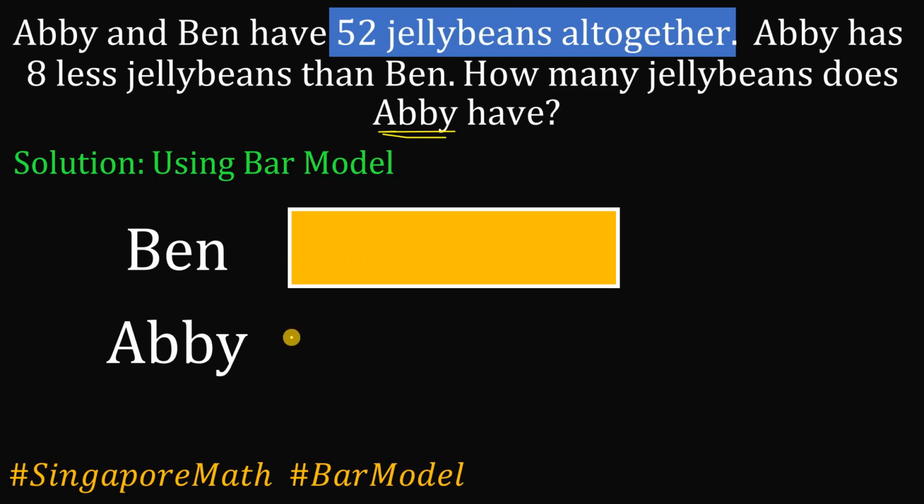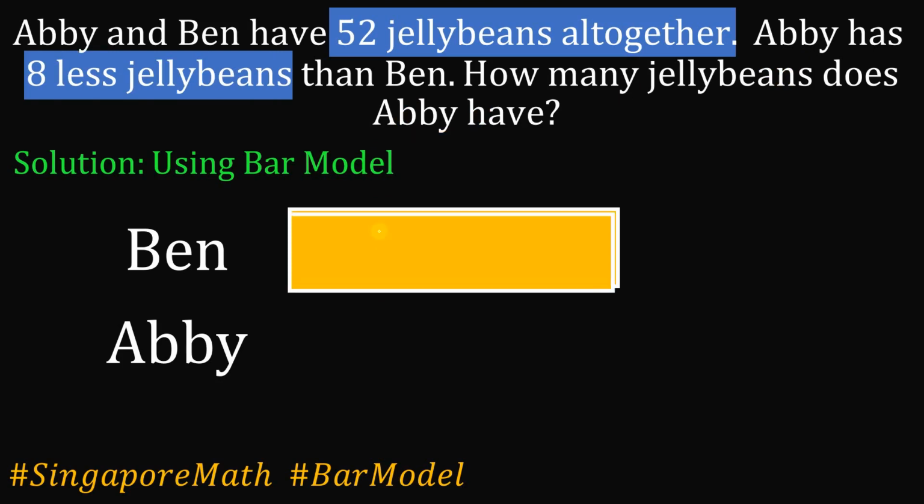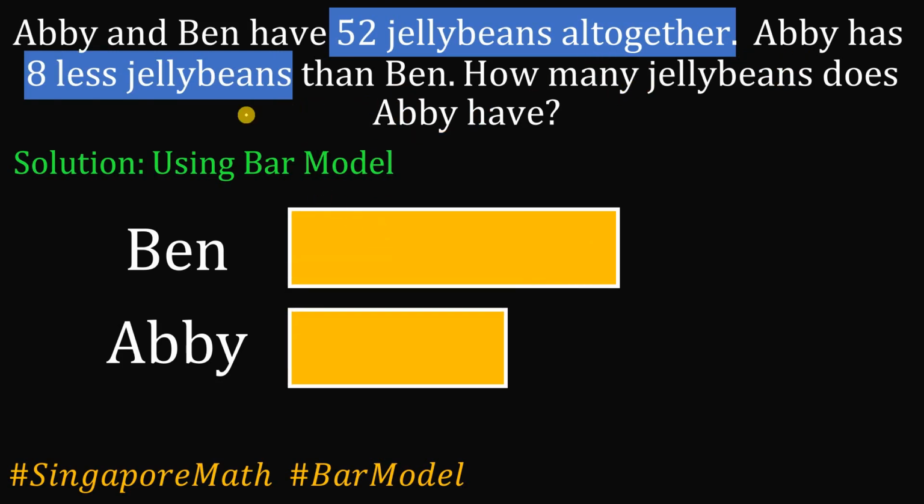Next, the next question is how long is the bar for Abby? Now, the second sentence says, Abby has 8 less jelly beans than Ben. It means we need to draw a shorter bar for Abby like this. And since Abby has 8 less jelly beans than Ben, this portion right over here must be equal to just 8 jelly beans. Now, if we cut the bar of Ben like in this position, we know this piece right over here must be equal to 8 because they are just the same thing.